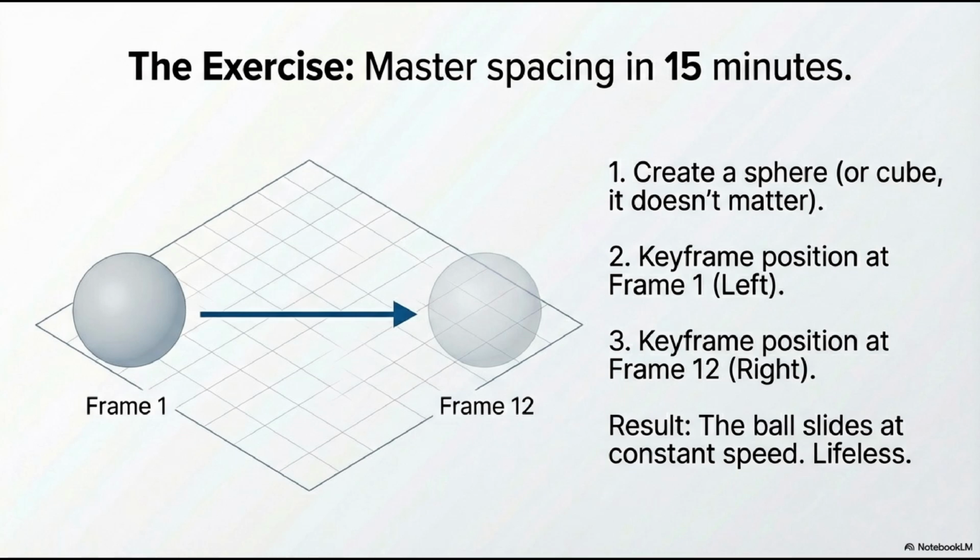Here's the setup. Ball on the left side of your screen in frame 1 and ball on the right side of your screen in frame 12. Just hit two keyframes, on frame 1 and frame 12, so that they store those positions in the keyframes. Now watch what happens. The ball just slides across at a constant speed. No life, no weight. This is what we are going to fix.